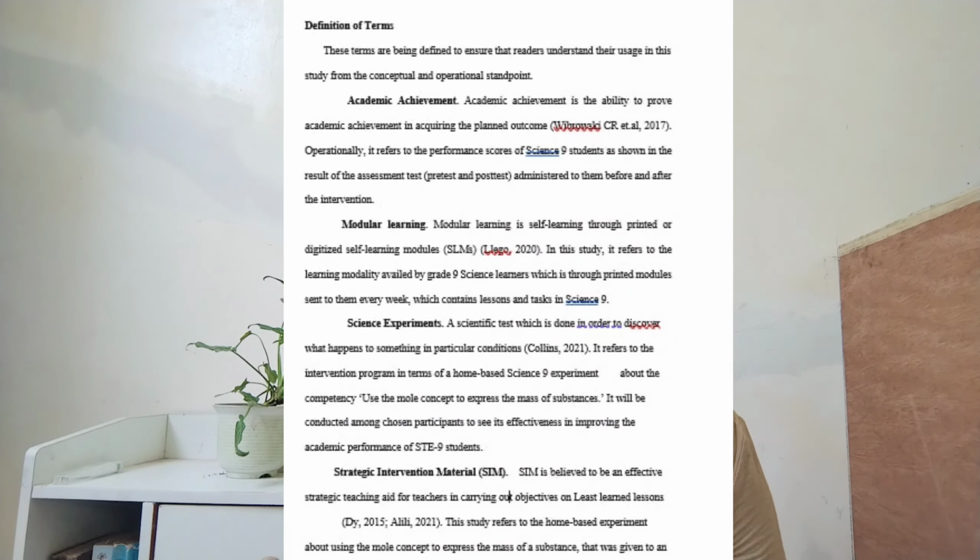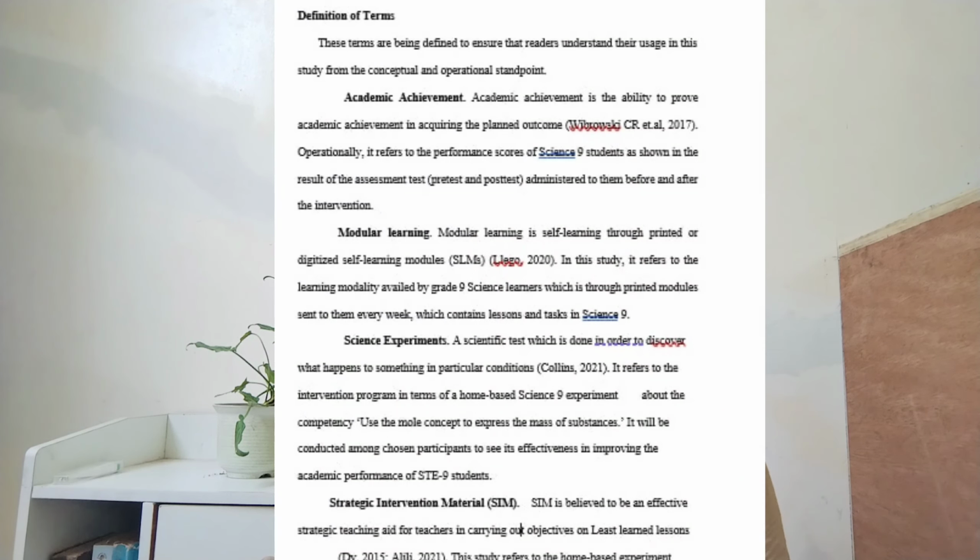You can see we have defined the academic achievement first because the definition of terms section looks like defining terms in a dictionary. So our terms must be listed in alphabetical order. So we started with the academic achievement because, of course, the initial letter starts with letter A. And then right after the academic achievement, we also defined modular learning, the second one, and then we have science experiments, and then the last one is the strategic intervention material.